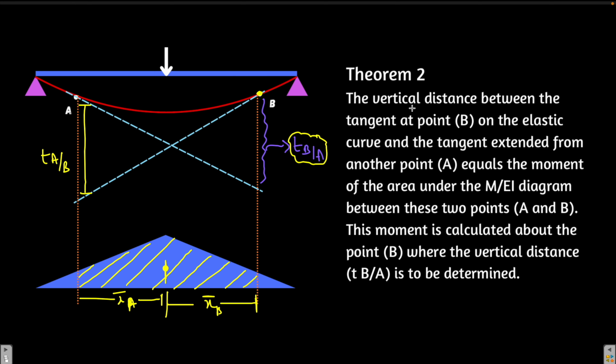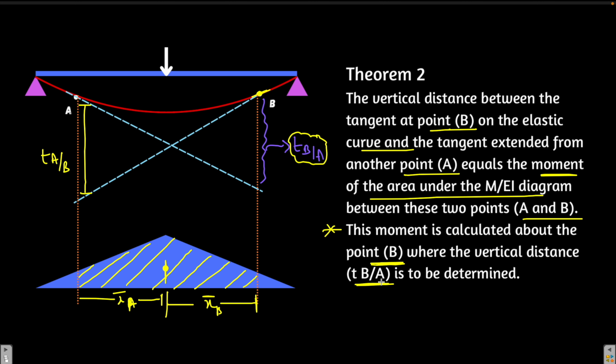So here is the theorem. I'll just read it out for you. The theorem states that the vertical distance between the tangent at point B on the elastic curve and the tangent extended from another point A, equals the moment of the area under the M by EI diagram between these 2 points A and B. And a very important point is that this moment is calculated about point B, where the vertical distance TBA is to be determined. Okay, so that was all about this theorem.